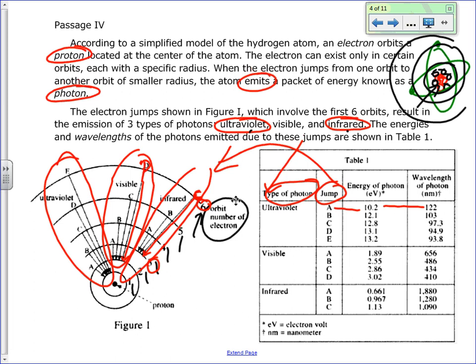So you could look over here at this graph, and let's look at this jump right here. This is ultraviolet, jump F. So then we could go over to this table and find ultraviolet, jump, oh that's E, sorry, not F. Ultraviolet, jump E, and we can see that that jump released 13.2 electron volts of energy, and the ultraviolet wavelength was 93.8 nanometers. Ding. We have our data. Now that we have our data, let's get to our questions.